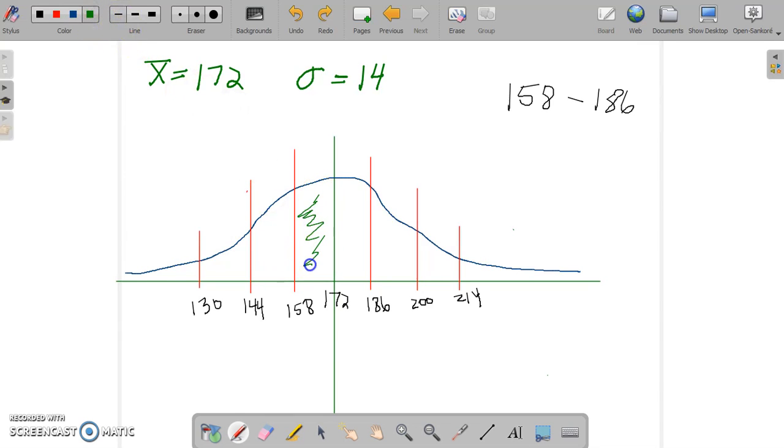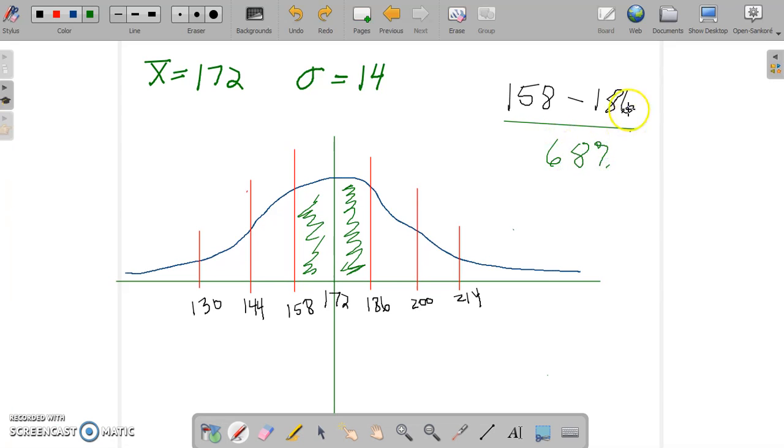So this, all of this, this is the number of people, 68%, because remember this is 34% and that's 34%. So 68% of the women are going to fall between 158 and 186. 68% of all women, their cholesterol is going to be in between those two numbers. Okay? The next question, so let me write that down there, so that would be 68%.